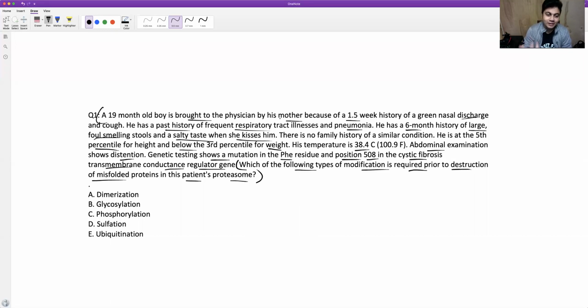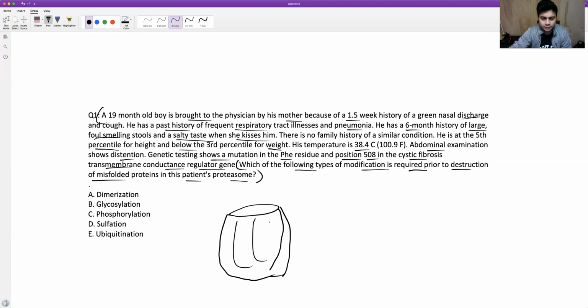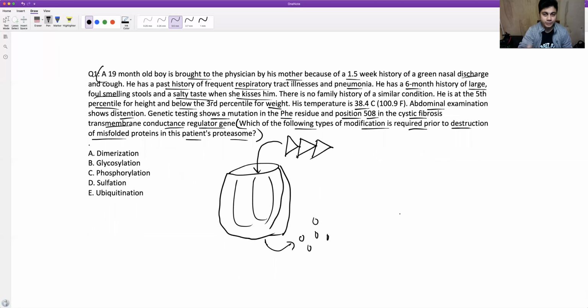So what they're asking is the function of the proteasome. So what is the proteasome? The proteasome is a barrel-shaped structure. Let's say I draw a barrel, all right? So this is a barrel, and the proteasome is a barrel-shaped structure. And what happens is, the proteins that are misfolded, let's say this is a misfolded protein, this misfolded protein passes through it, and they come out as degraded material. All right, that's the basic function of the proteasome.